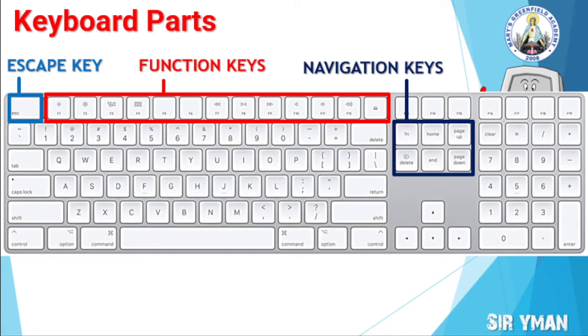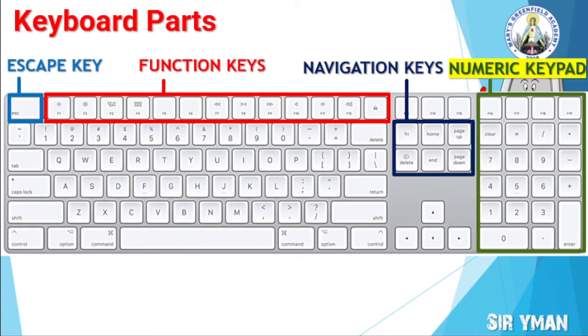Tapos sa rightmost part ng ating keyboard, so that's over here. Ayan. So it is called the Numeric Keypad. Tapos naman, sa left ng Numeric Keypad, na bandang ibaba, yung merong mga arrow keys na up, down, left, right. Yan, it's called the cursor keypad. Yan, cursor keypad.